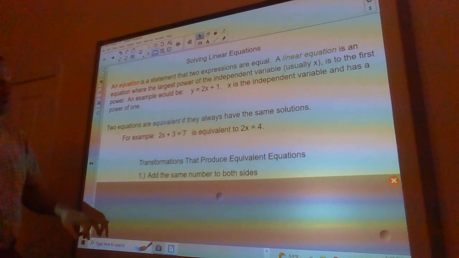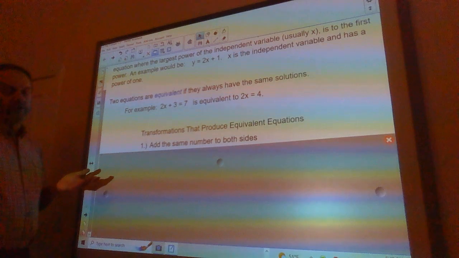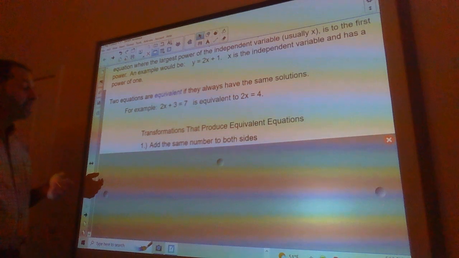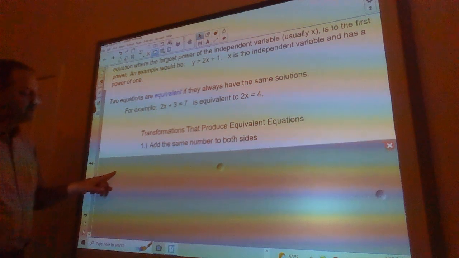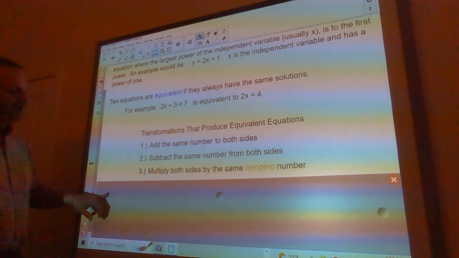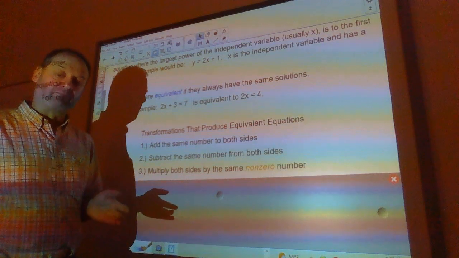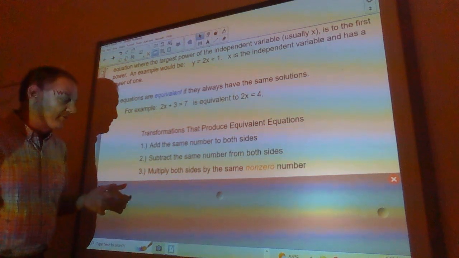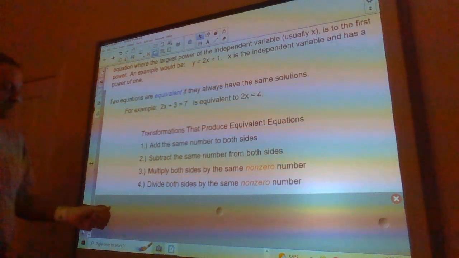Okay, transformations that produce equivalent equations. If I add the same number to both sides of an equation, I get another equation that's equivalent to the previous one. You already know this. It's keeping the two sides of an equation in balance. Subtracting the same number from both sides, multiplying both sides by the same non-zero number. Remember, if you multiply by 0, all bets are off, because that just makes everything 0. But any other number, you multiply both sides by the same number and you get equivalent equations. Same thing as you divide them. It's got to be a non-zero number and you're good to go.